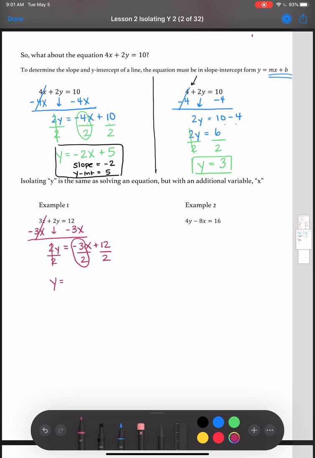So we're going to keep it because you can't divide 2 into negative 3. The fraction is negative, so it's negative 3/2 x plus 12 divided by 2 is 6. So what's our slope and what's our y-intercept? The slope is negative 3/2, and the y-intercept is 6.